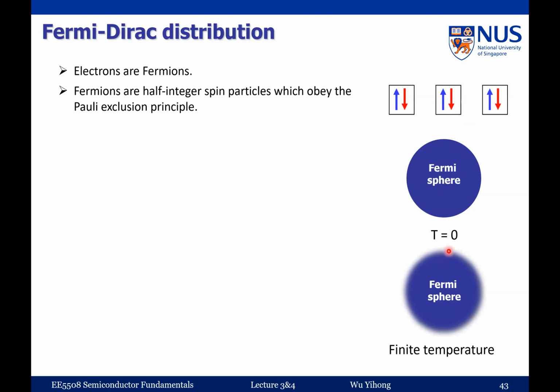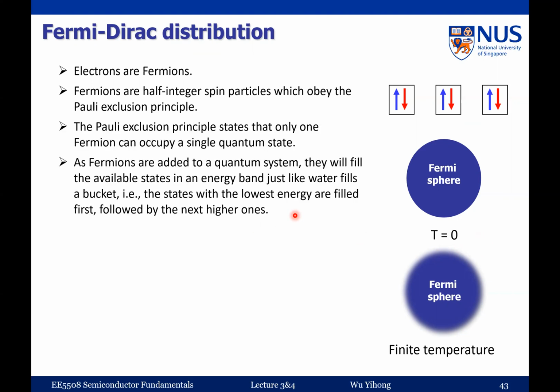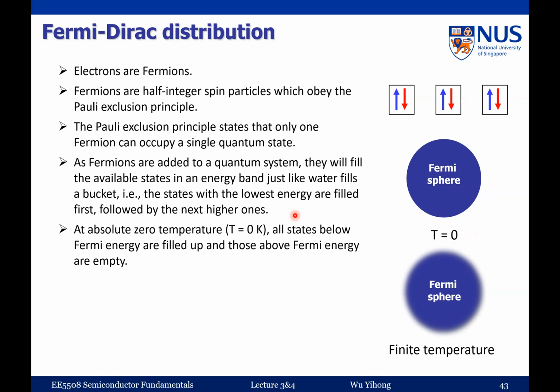And then the probability above the Fermi surface is not 0 either, right? They actually certify this Fermi-Dirac distribution. And anyway, this is based on quantum mechanics, because electrons are fermions. Fermions are half-integer spin particles, and they obey the Pauli exclusion principle.